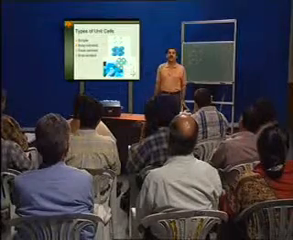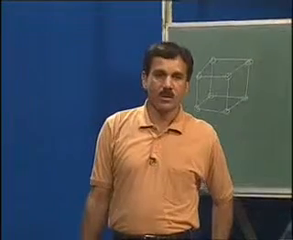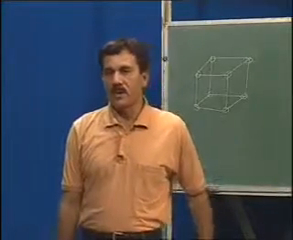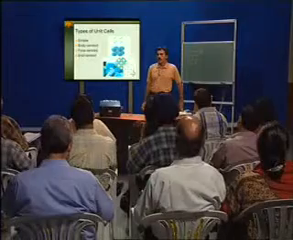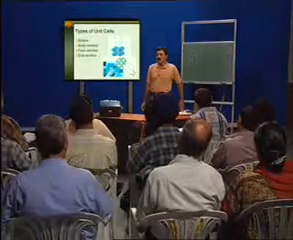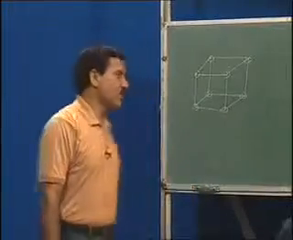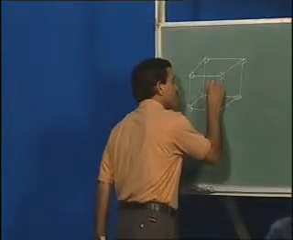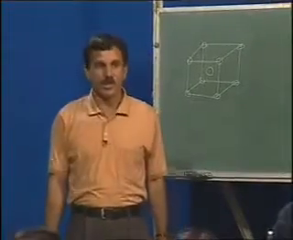Second type of unit cell is the body centered unit cell. In this unit cell, there is one more particle at the central point of the body, and this particle can touch the other 8 particles, and we can draw the picture like this. So this is the body centered unit cell.